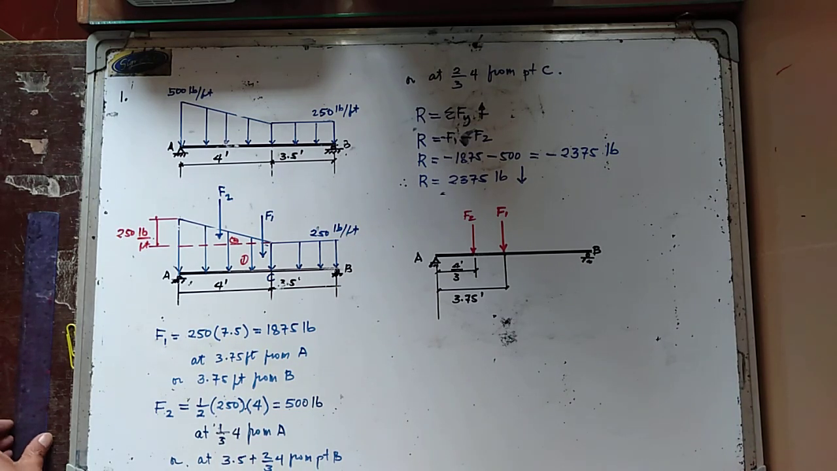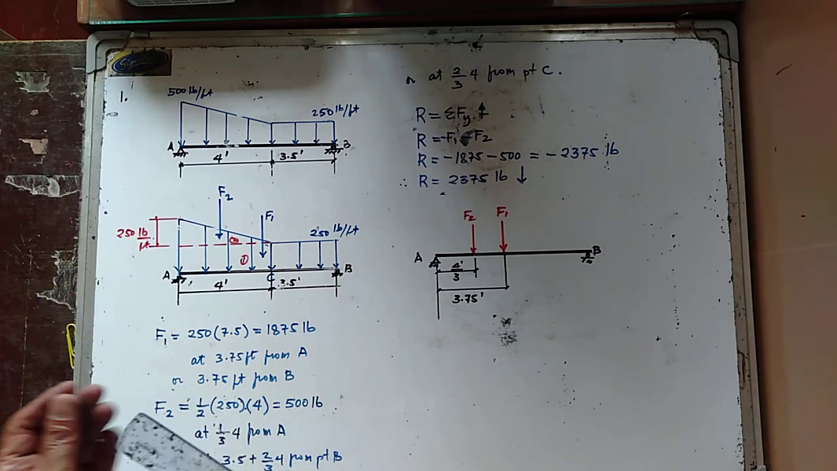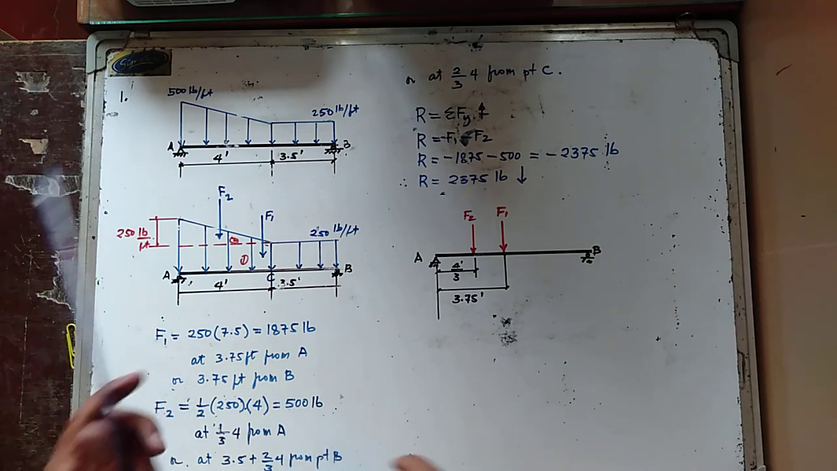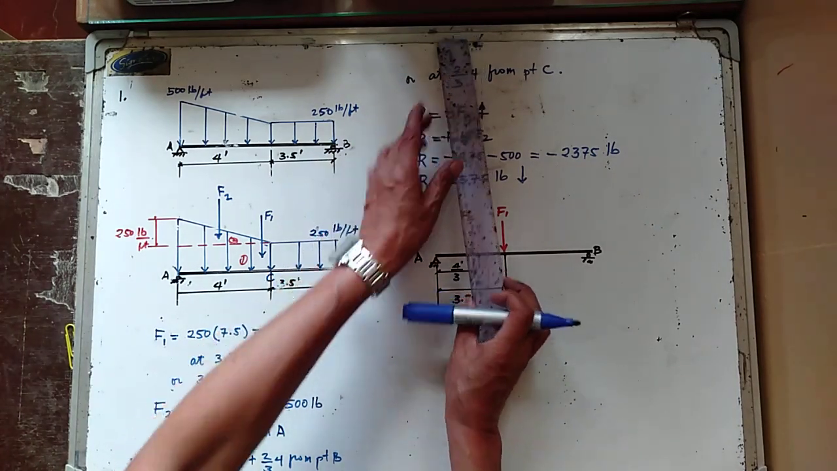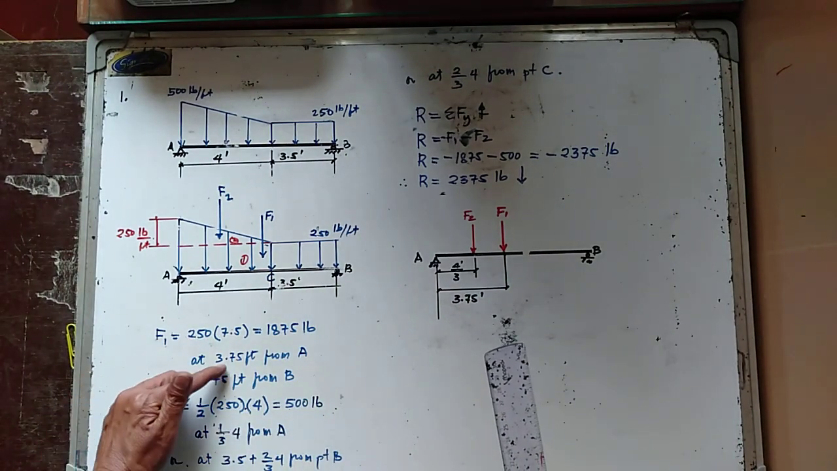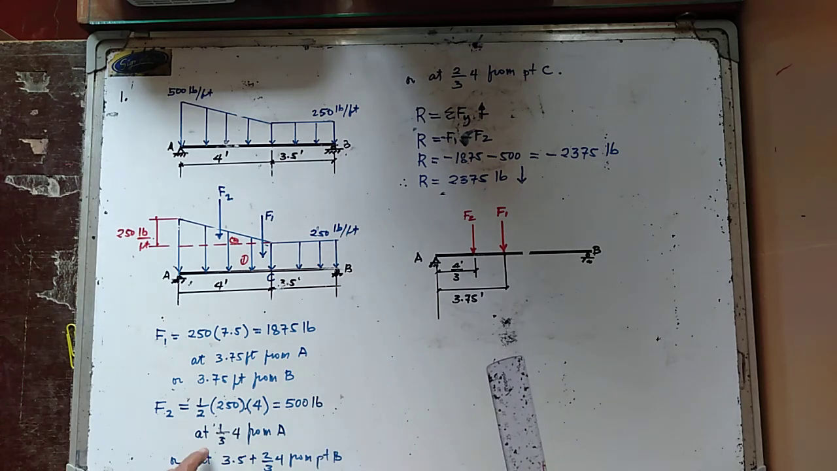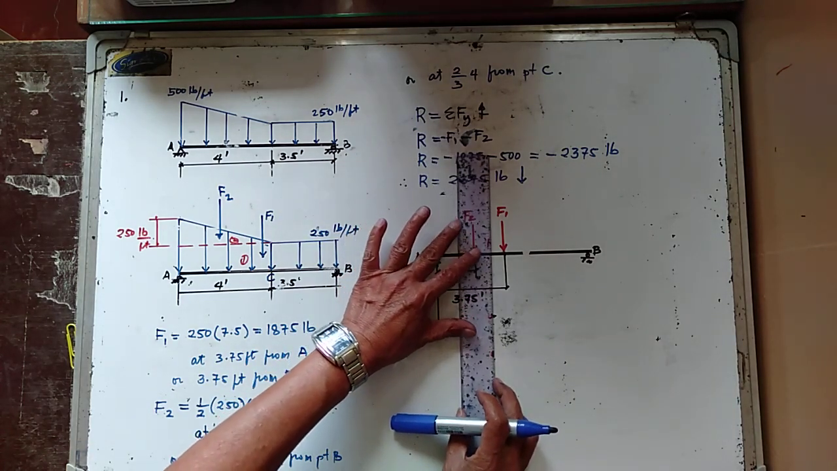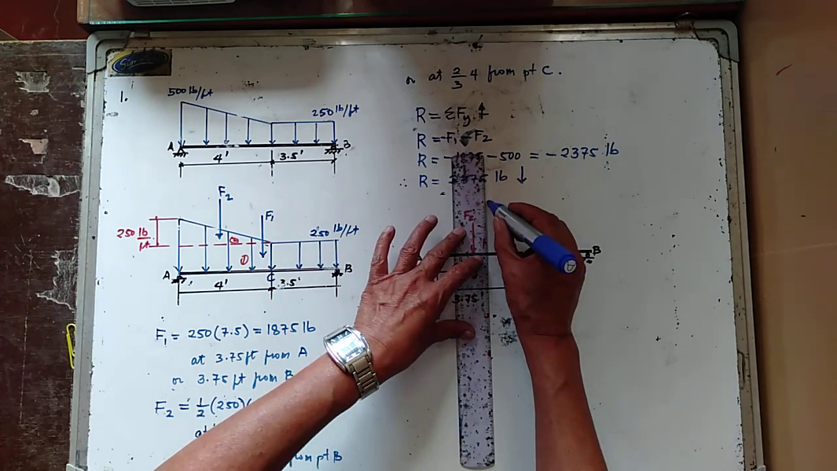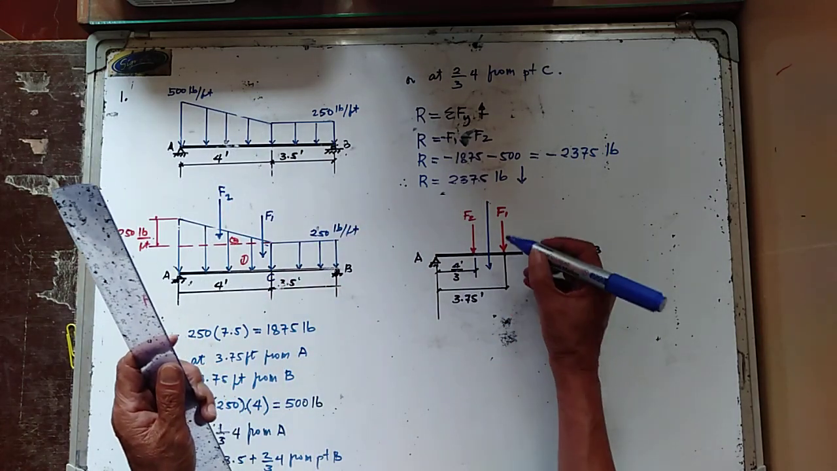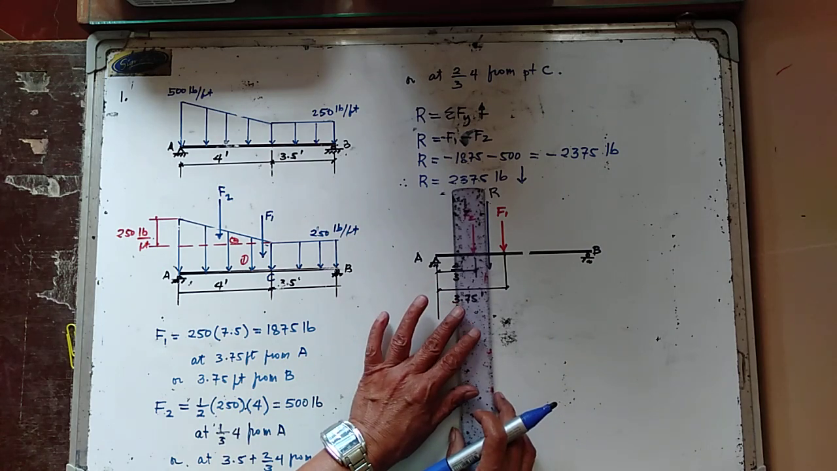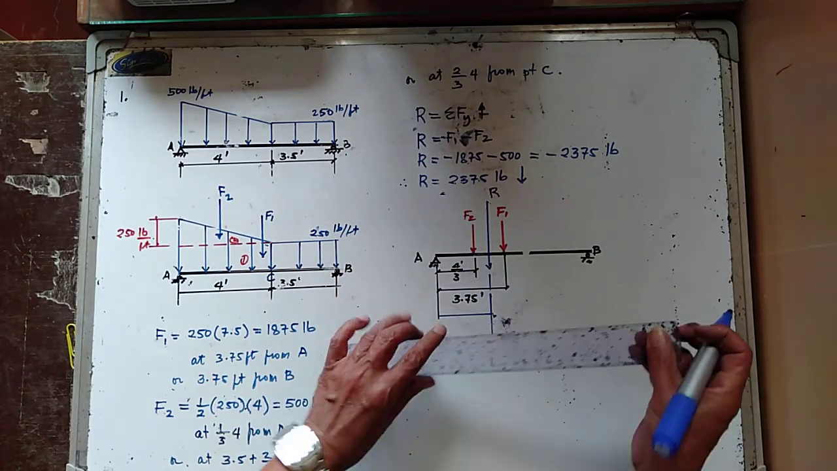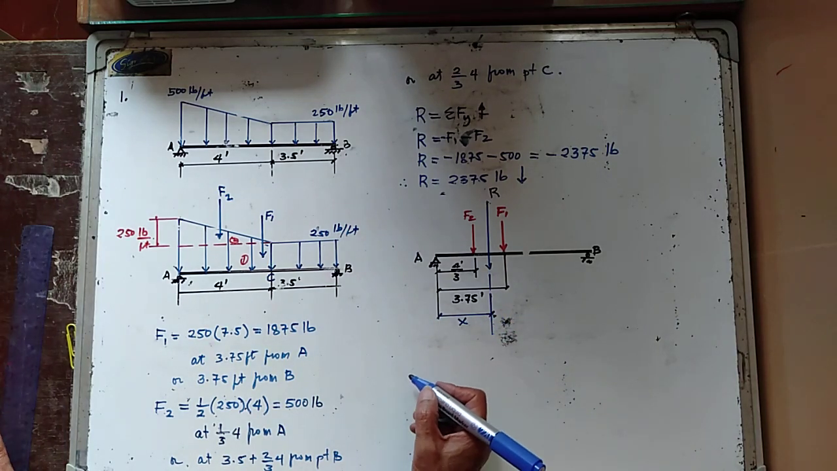Now, let us determine the location of the line of action of the resultant force. So I'm just going to consider that this is now the resultant force. Now, this is now your F1. Your F1 is 3.75 feet from point A, and your F2 is 1/3 of 4, or that is 4/3 feet from point A. Now, I'm going to consider that this is now the location of the resultant force R. So this is now your R, and your R is having a distance of x from point A.